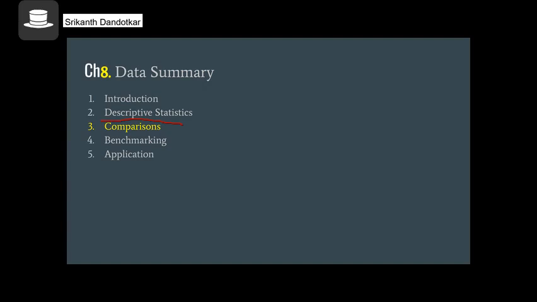Okay, let's talk about comparisons. Now, this is particularly important for quantitative variables, which have numbers, right? And when you have numbers, you are not just presenting a number like the average performance of my students in my class in the midterm, but you compare it with numbers from a different group. Let's say performance of students in the midterm from another colleague of mine who is teaching the same class.